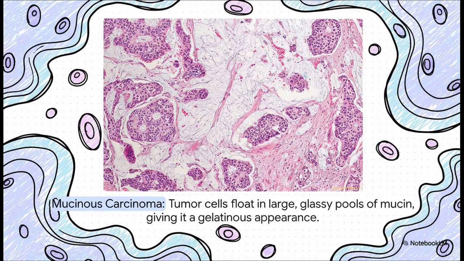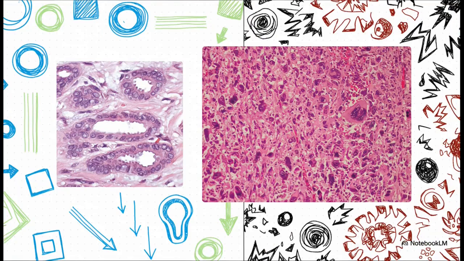Okay, now for something completely different. This is mucinous carcinoma. Just look at that. The tumor cells are literally floating in these huge, glassy pools of mucin. It gives the whole tumor a very different, almost jelly-like feel. Isn't that fascinating? Now just look at this contrast. It's night and day, right?